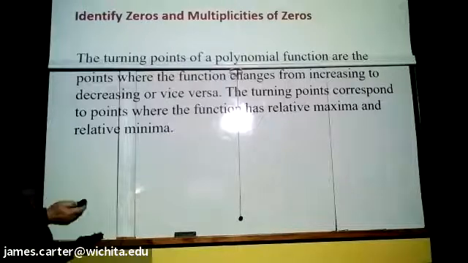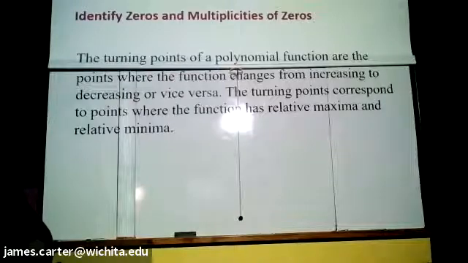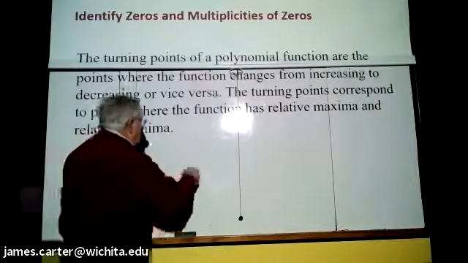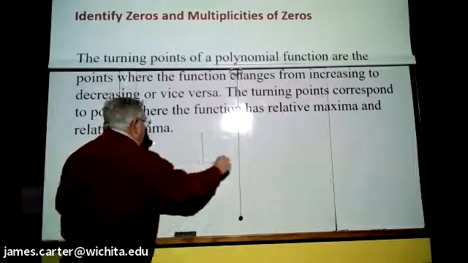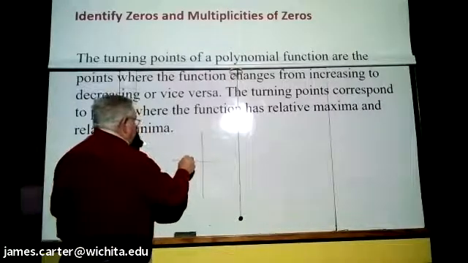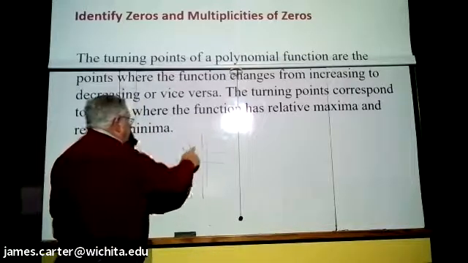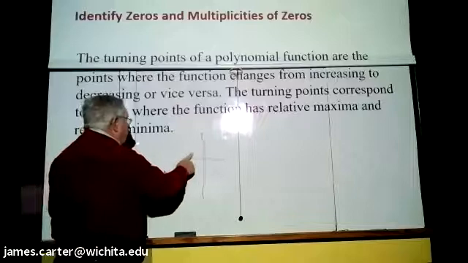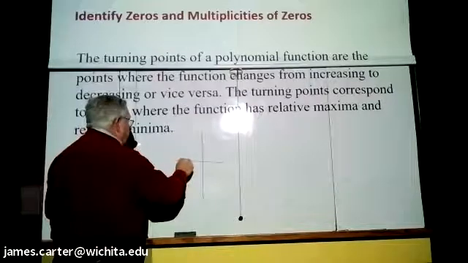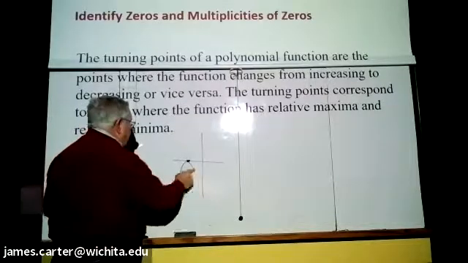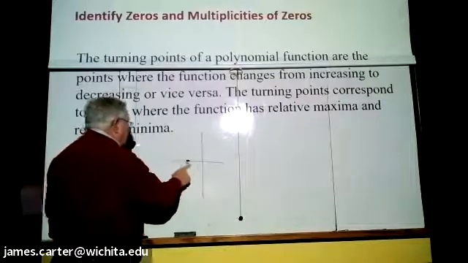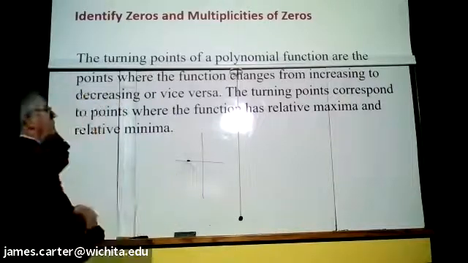Now, turning points are points where it changes from increasing to decreasing or decreasing to increasing. What does that mean? If this is a turning point, it either goes from decreasing to increasing, or depending on the equation, goes from increasing to decreasing. But it changes direction at that point on the x-axis. Okay.